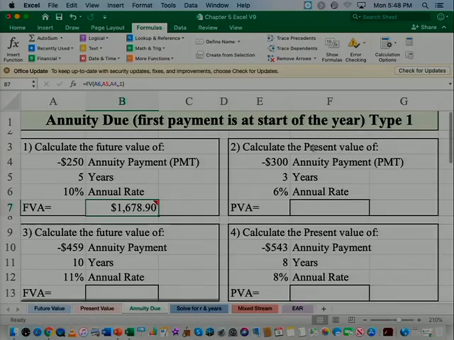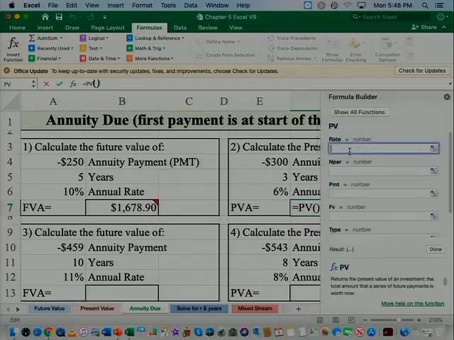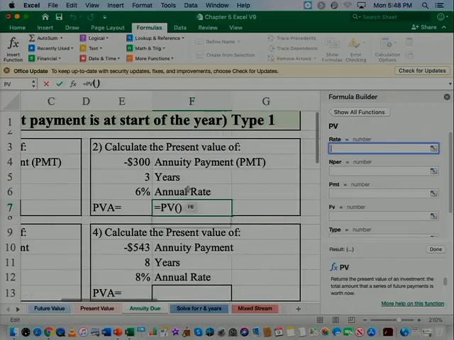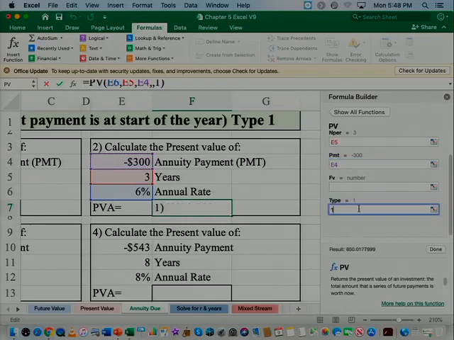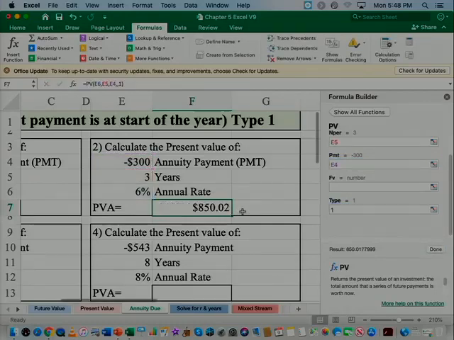Let's look at present value. So number 2 is present value. And it works the same way, except we're going to be choosing PV, present value, instead of FV. So here, same way. We're going to put in our rate. N per is 3, and payment is 300. And type is 1. One and done. So that would be present value.